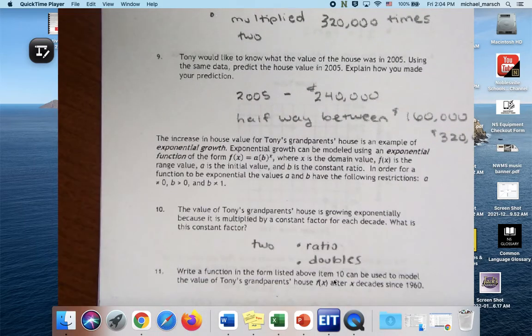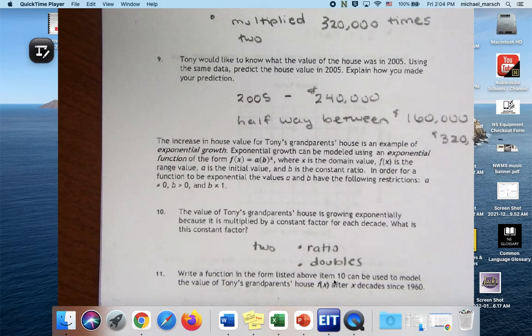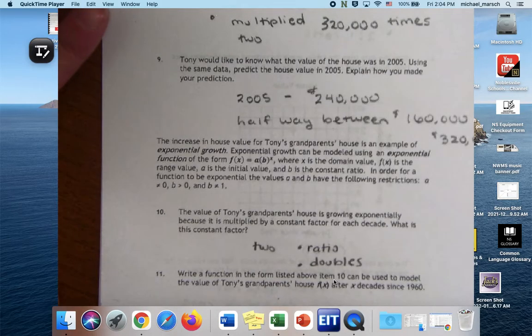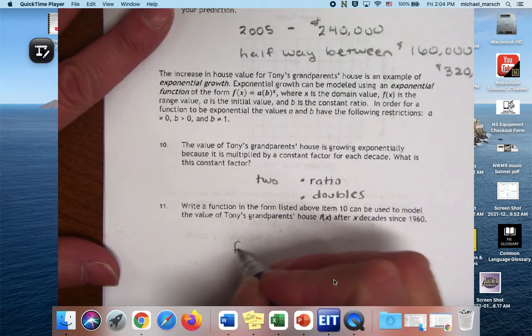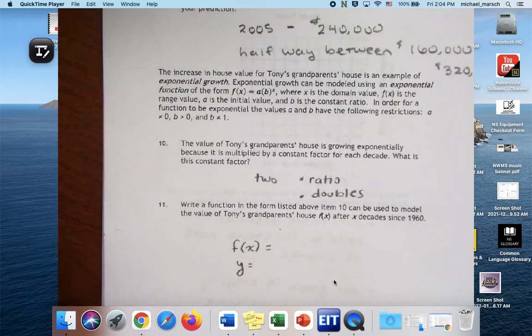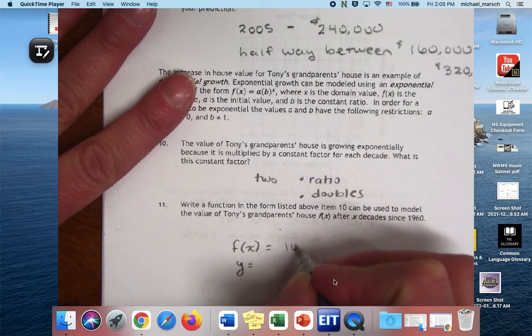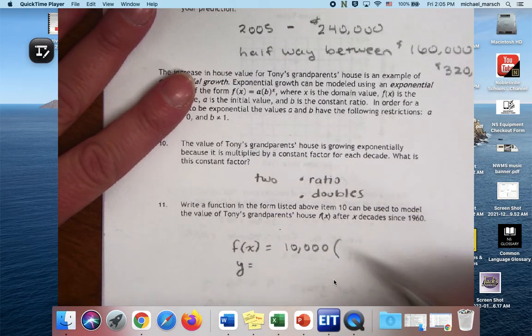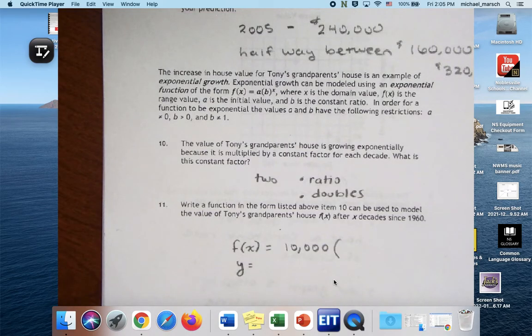Okay. Write a function in the form listed above, item 10, that can be used to model the value of Tony's grandparents' house. So we have f(x). Remember, that's just our fancy way of saying y. Can we just put y, or do we have to put f(x)? You need to write f(x). Yep. And they told us that x is the domain value, f(x) is the range, a is the initial. So what was the initial value of the house? $10,000 times the constant ratio, 2.